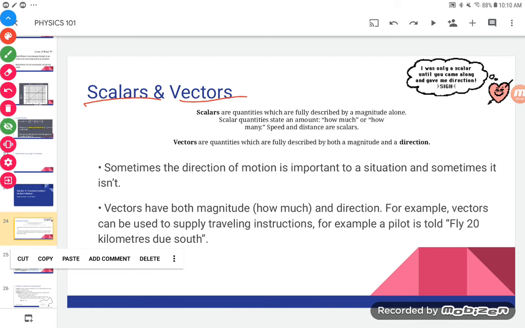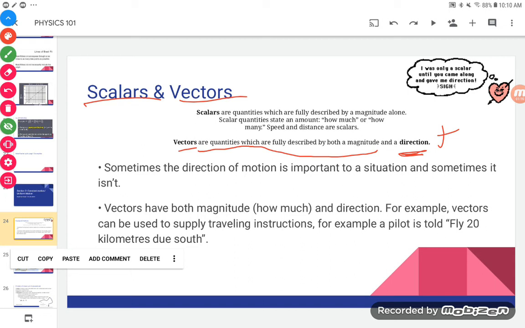So if you are driving 20 kilometers an hour, that is a speed, it is a scalar. If you are going to run 20 kilometers, good for you, that is also a scalar. A vector is something that has magnitude but also adds direction. So if you were going to run 20 kilometers southwest, still good for you, it now is a vector quantity because it has direction.